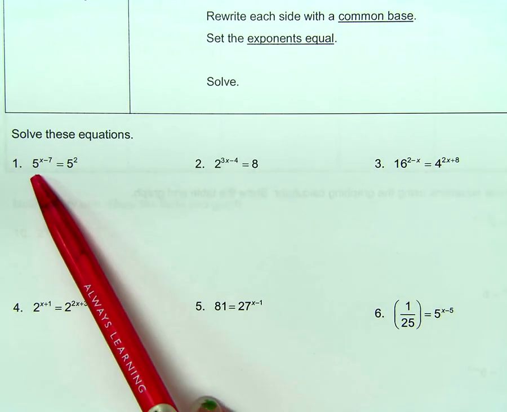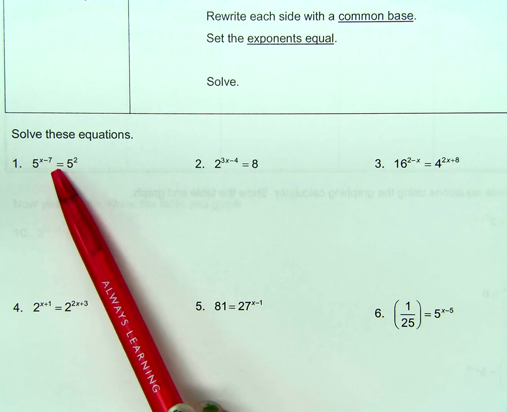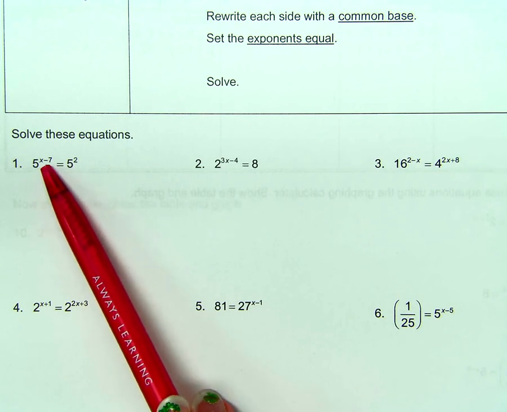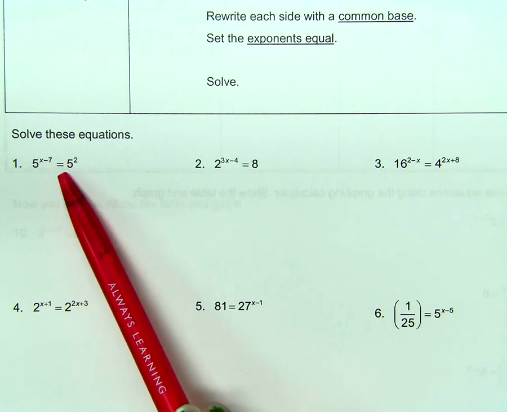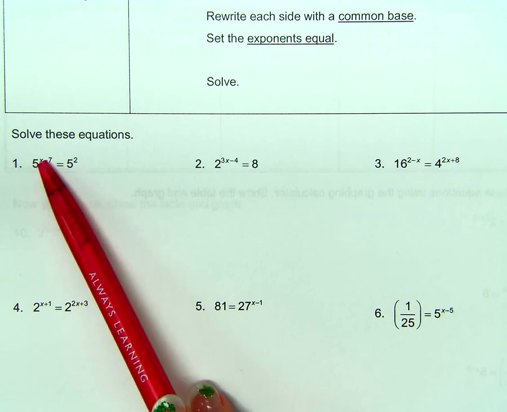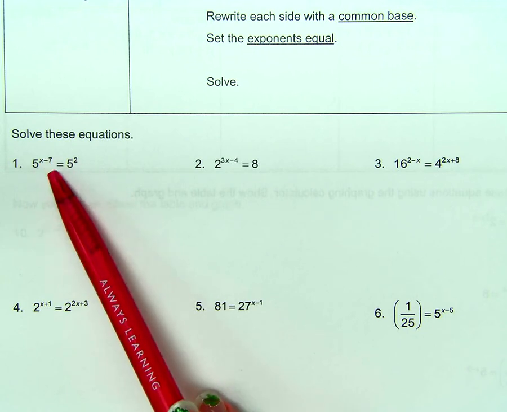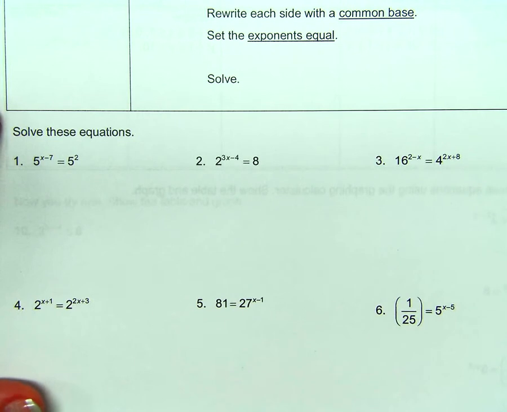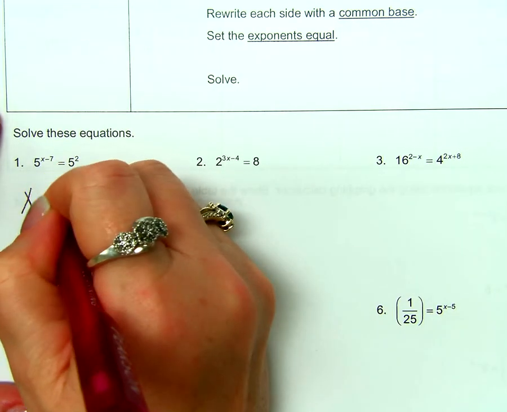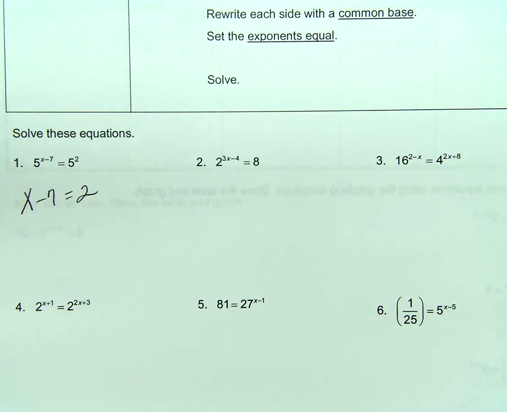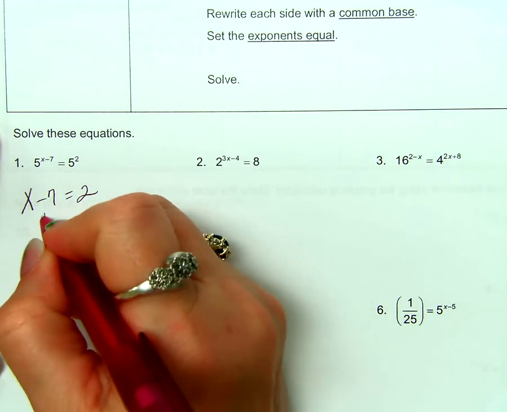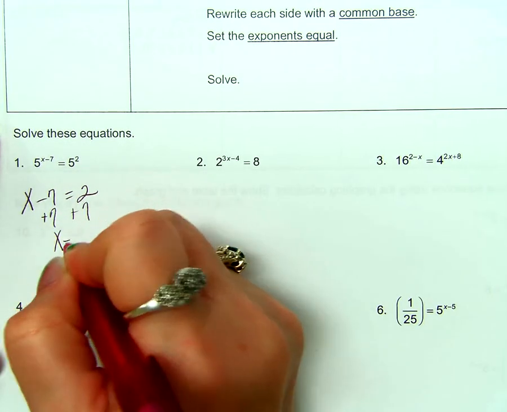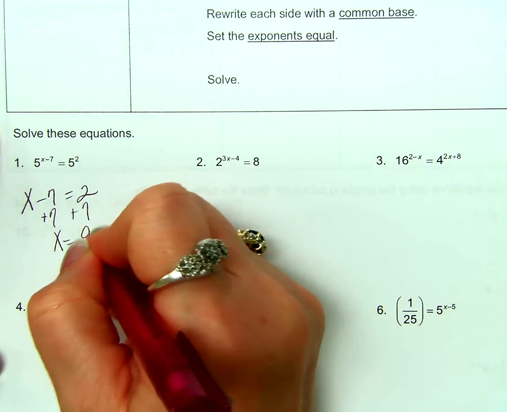And this is why you can't panic at number 1. If a base to a power equals the same base to a power, shouldn't those powers be equal? So can't I solve this entire equation by saying x minus 7 equals 2? And you honestly think that's something you need to panic about? No. How do you solve that equation? Yeah. Add 7. What's 2 plus 7? 9.